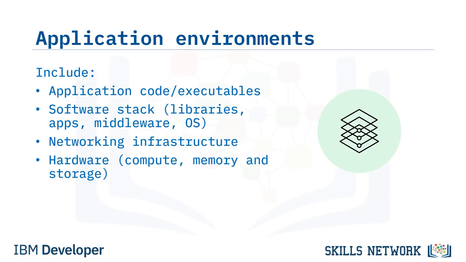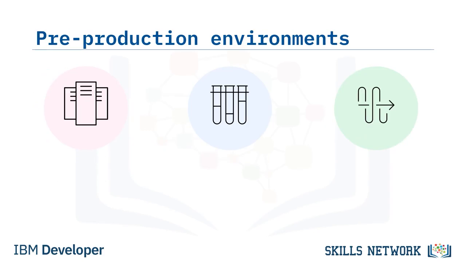There are a variety of environment types, depending on the application's stage in the life cycle. The pre-production environments are those platforms that the application resides on in various forms as it gets prepared for production. Common pre-production environments are development, QA, which stands for quality assurance, and staging.